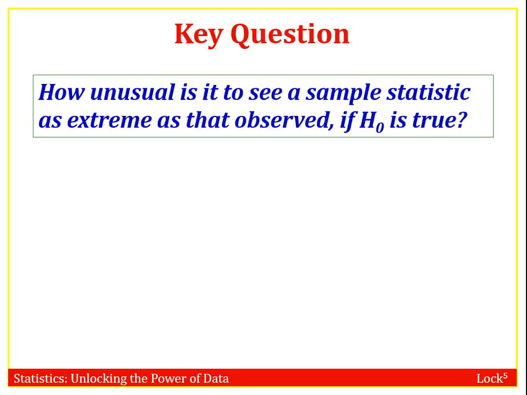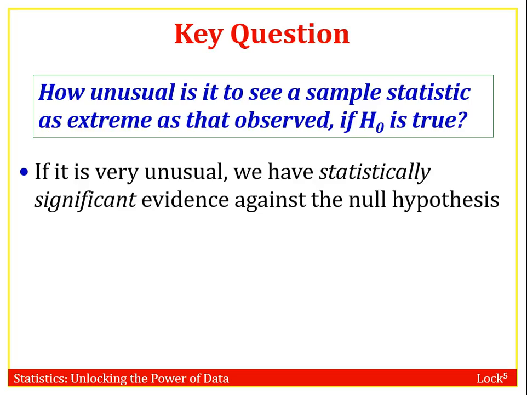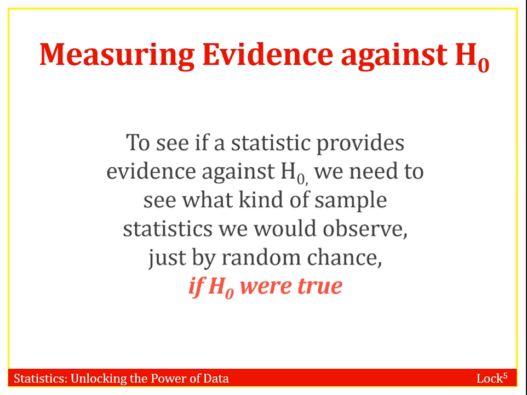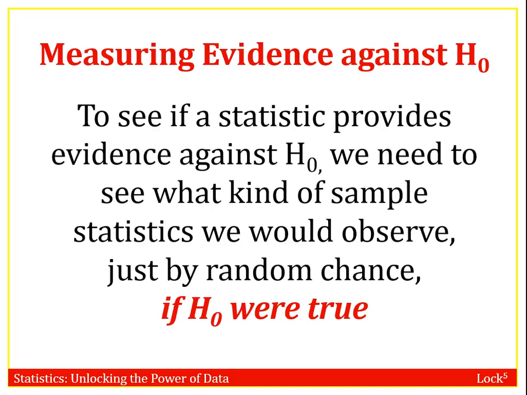So how unusual is it to see that our sample statistic is as extreme as what we observed with Paul, as in if this is true? That's the key question here. So if it is very unusual to get these results, we would say it's statistically significant and we have evidence against our null hypothesis. So how do we measure how unusual this sample statistic is, assuming your null hypothesis is true? Well, to do that, we want to see what our statistic would be like compared to what we would be expecting if our null hypothesis were true.